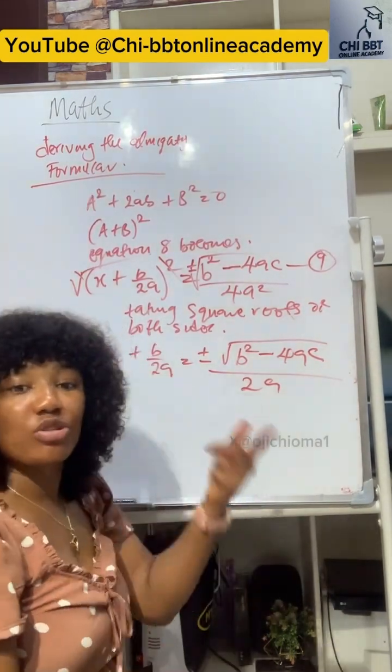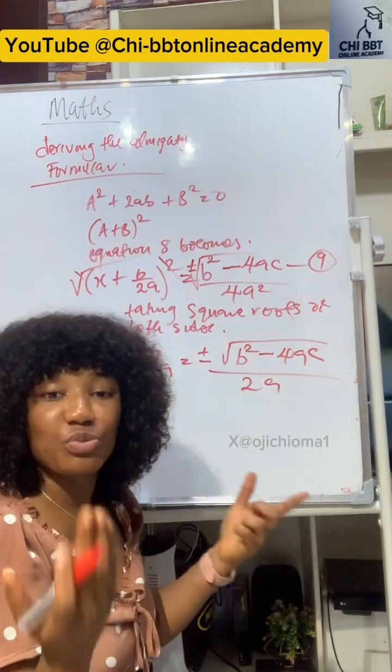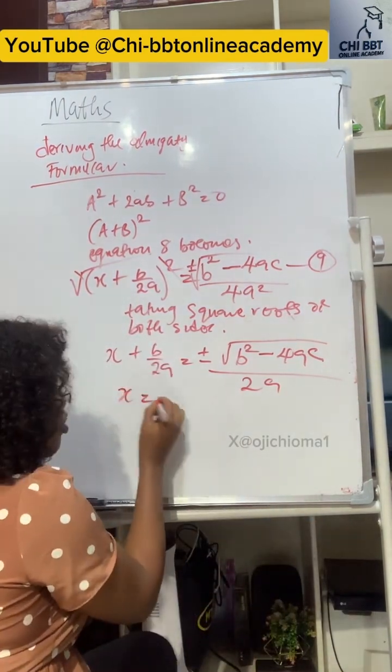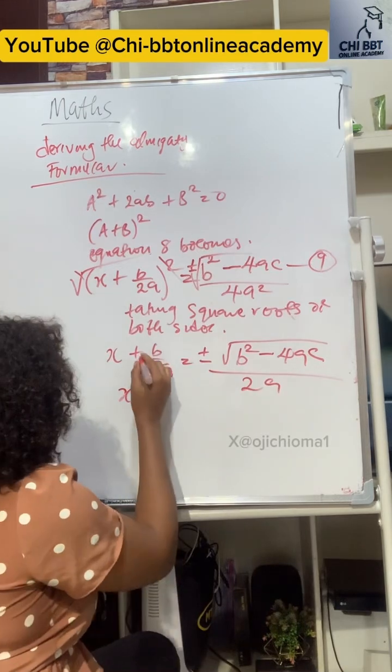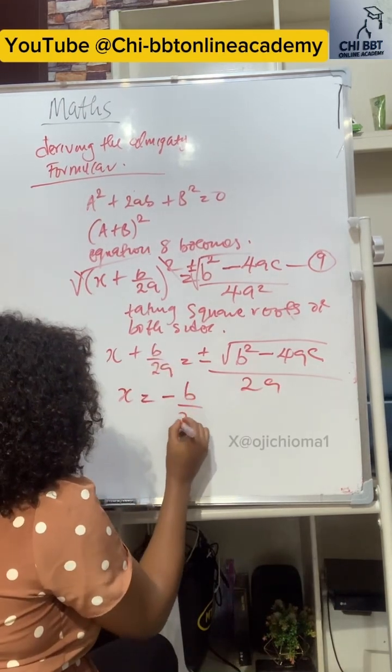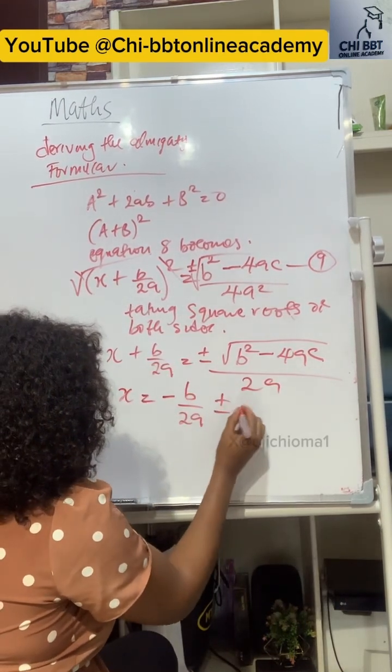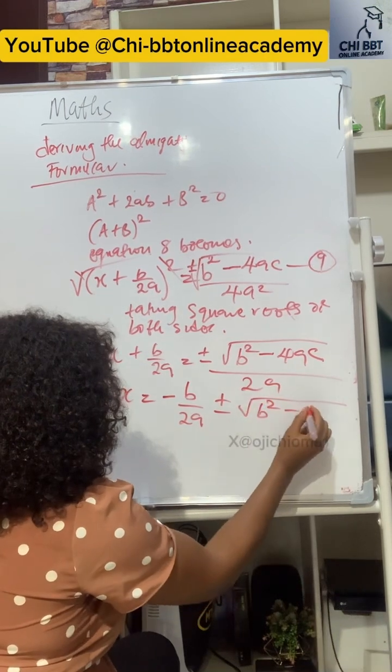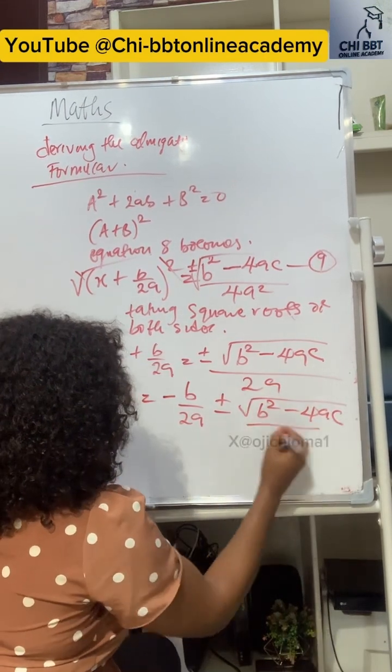Now we have to collect like terms and cross over to the other side. You know what will happen? Signs will definitely change. So x will stand alone because x doesn't want to share anything. Taking this to the other side, you have minus b over 2a, right? Then plus and minus root of b raised to power 2 minus 4ac all over 2a.